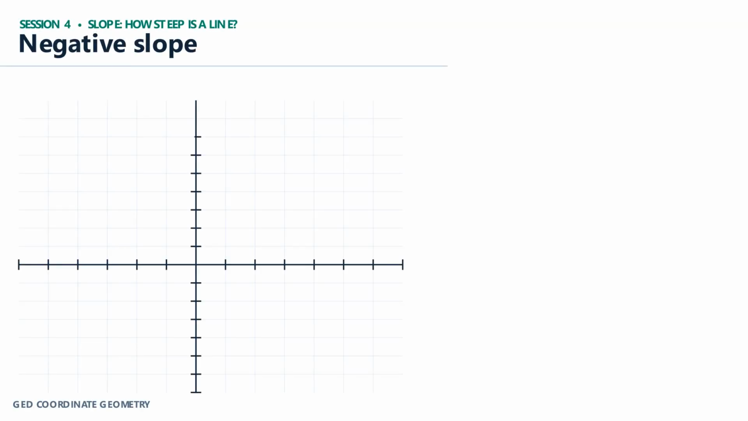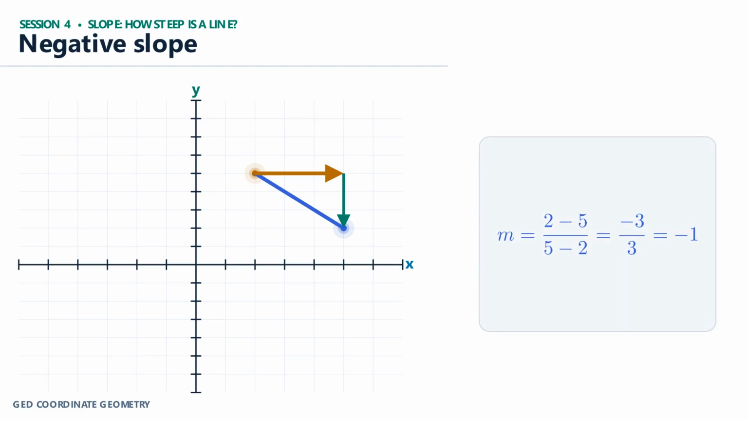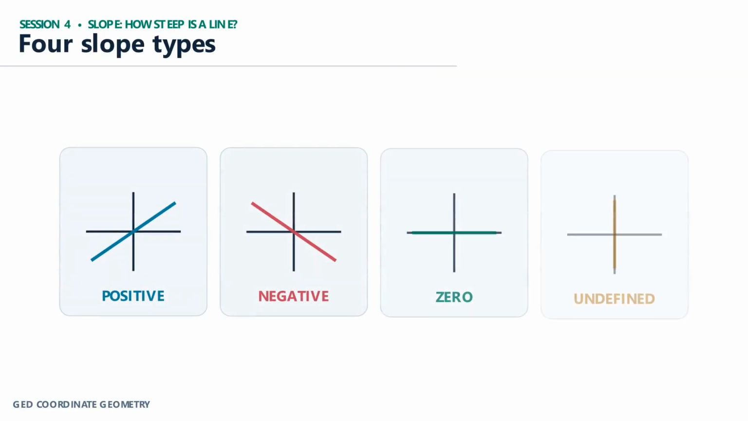Now, find the slope through (2, 5) and (5, 2). Rise is 2 minus 5, or negative 3. Run is 5 minus 2, or positive 3. The slope is negative 1. The graph falls 1 unit for each unit moved right. If you reverse the endpoint order, both differences change sign, and positive 3 divided by negative 3 still equals negative 1.